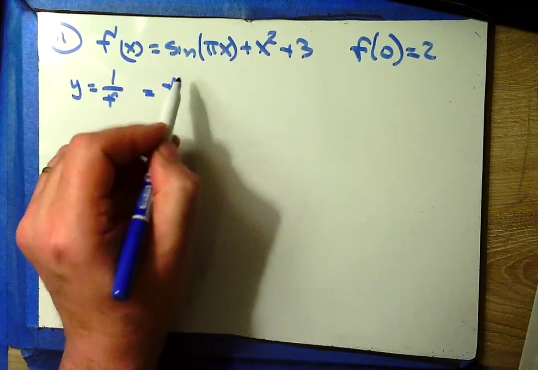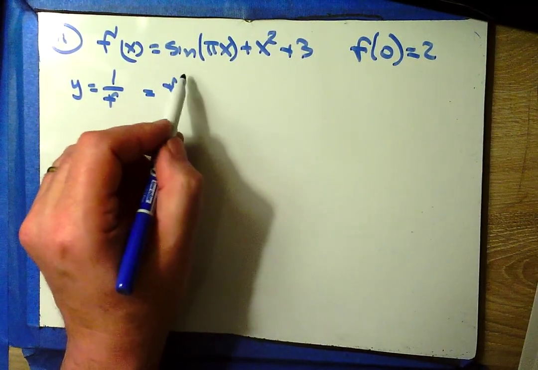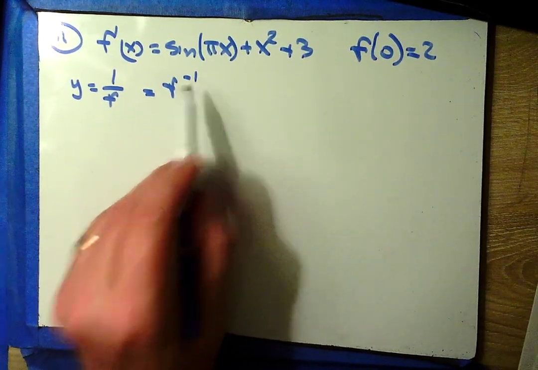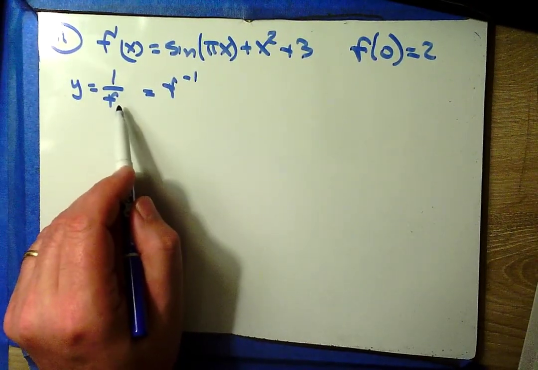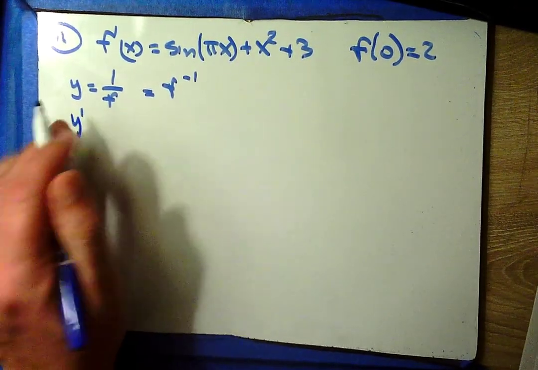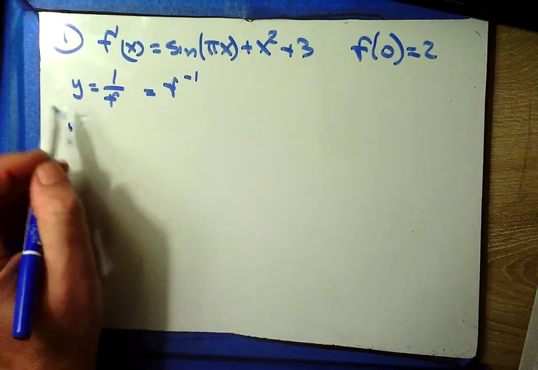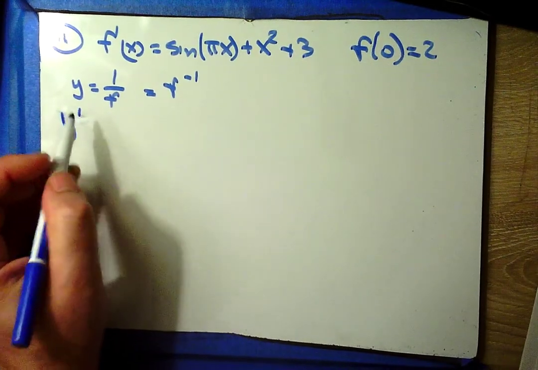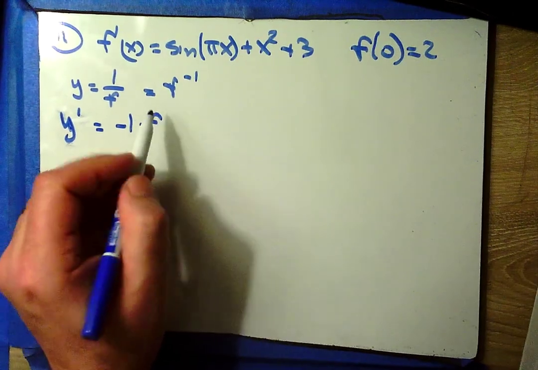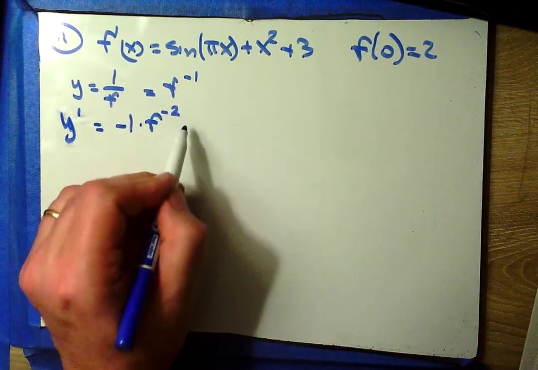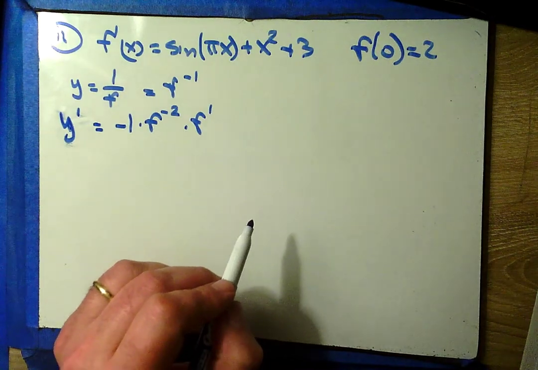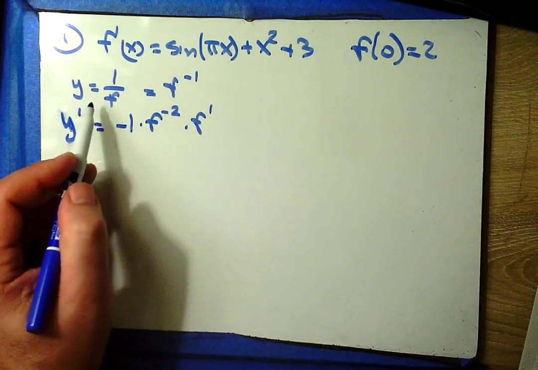That's the same as, I hate these people. Look, that's not inverse. That's reciprocal. Because I didn't want to use the quotient rule. Because if I want to talk about y prime, I need to say negative 1 times f to the minus 2 times f prime. So that's the derivative of this y function.